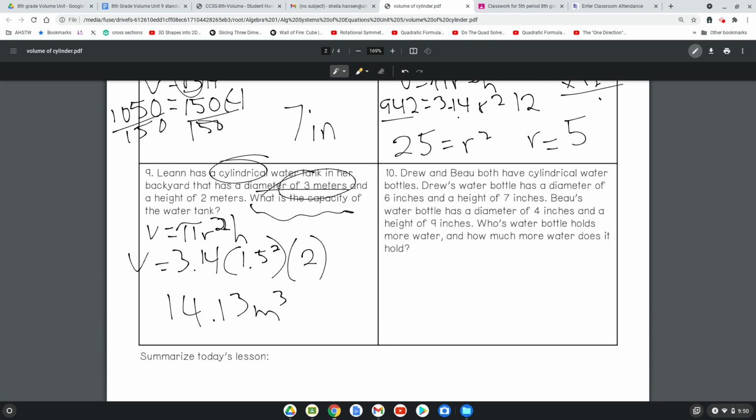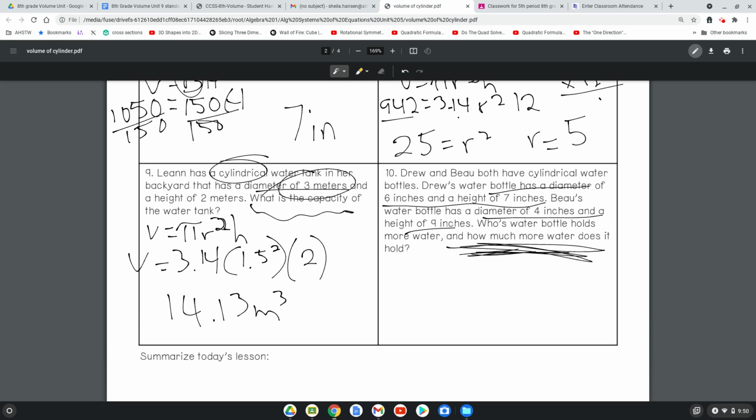All right, next one. Drew and Bo, I think it's how you say that. Drew and Bo both have cylindrical water bottles. Drew's water bottle has a diameter of 6 inches and a height of 7. And then Bo's has a diameter of 4 and a height of 9. Whose water bottle holds more water and how much more? So those words tell you you're comparing at the end and you're subtracting. But if you need to compare how much water they hold, you have to find the volume first.